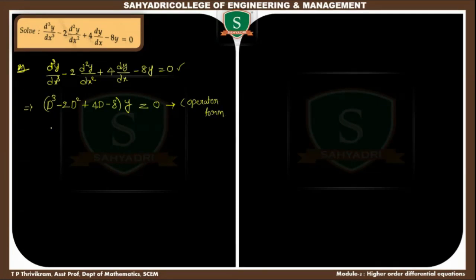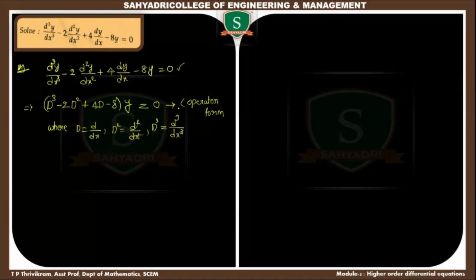Here D is nothing but d by dx. Next, D square is nothing but d square by dx square. Next, D cube is nothing but the third order derivative, that means d cube by dx cube. Now take this as equation 1.